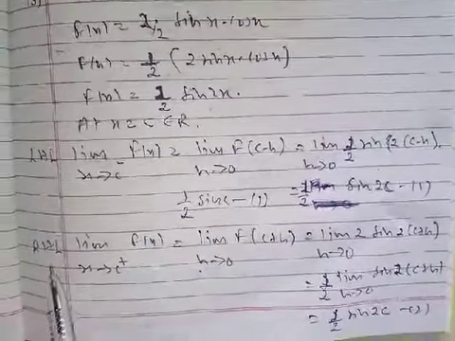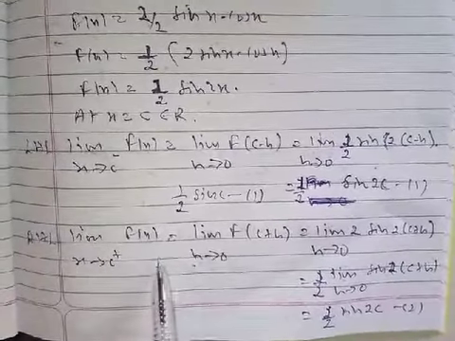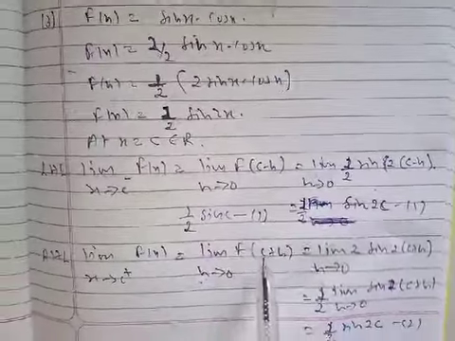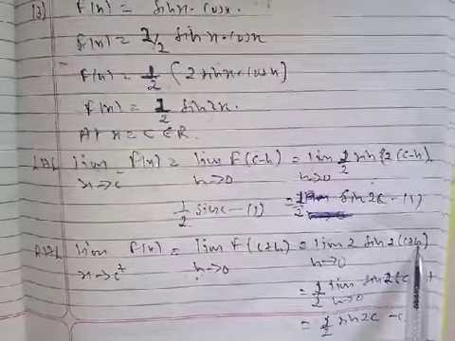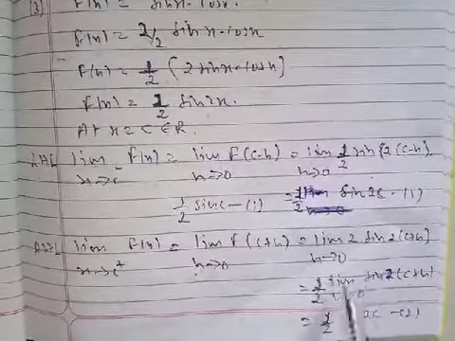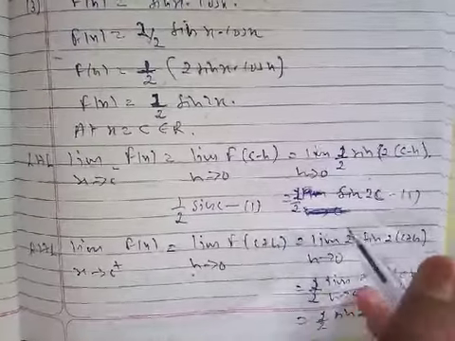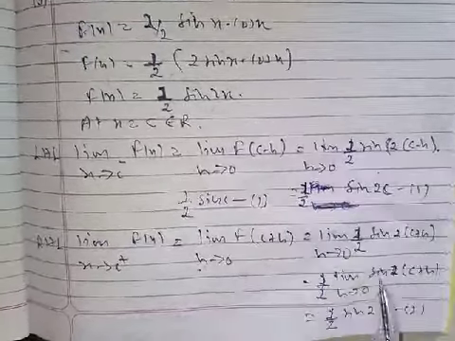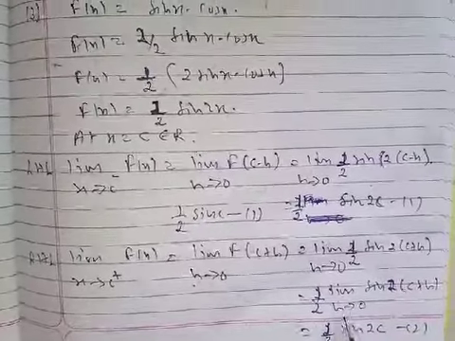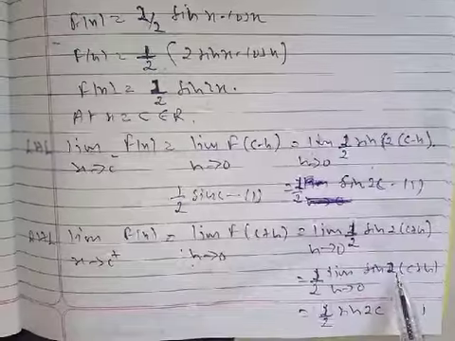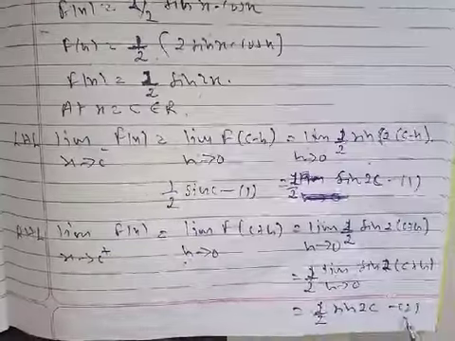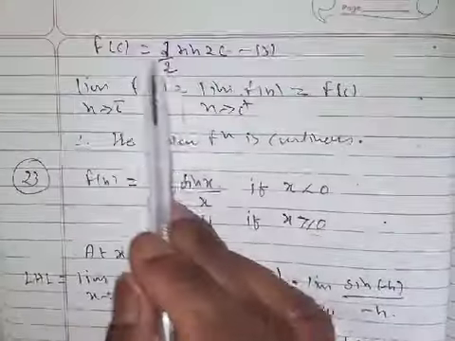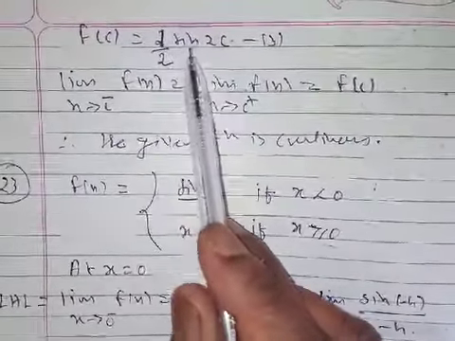Let's check it here. RHS: limit x tend to c plus f of x, limit h tend to 0, f of c plus h. So limit h tend to 0, half sine 2 in the bracket c plus h, is it? Take half outside, so you'll get limit h tend to 0, sine 2 c plus h. If you substitute h is equal to 0, you'll get half sine 2c, is it? Let's check it at x is equal to c. So f of c is also equal to half sine 2c.